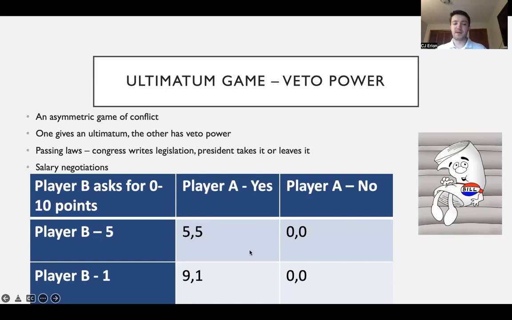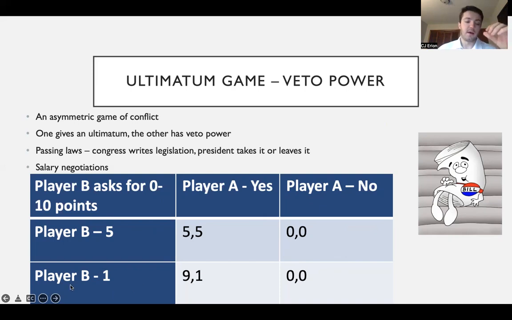So player B can have 10 points and can say, okay, either we can split this evenly. I'll take 5 points. You take 5 points. Usually this has some type of monetary bonus associated with the points. And player A can accept this. Both get 5. Or if player A says no to any of the deals, neither player gets any points or any reward.